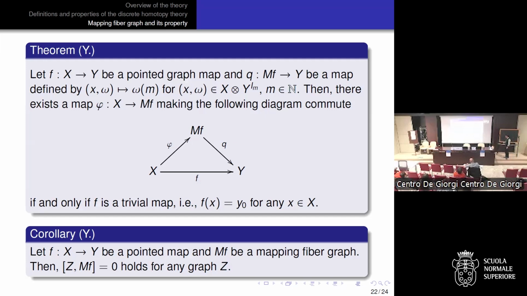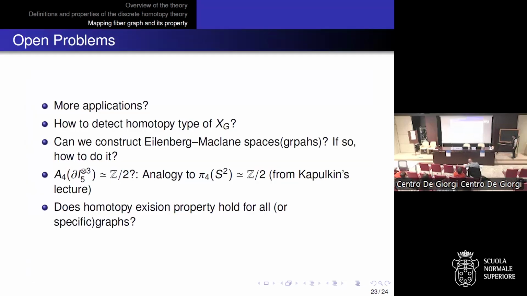So, this is the final slide. Anyway, I wanted to seek more applications of this discrete homotopy theory. And to explore more applications, we need to detect what is XG. For example, how to detect the homotopy type of XG. This is actually infinite dimensional, but if you consider retraction, then I think it should be a finite dimensional cell complex. But how to determine its homotopy type? And also, is it possible to construct Eilenberg-MacLane spaces? This is also a problem. If so, how to do it?